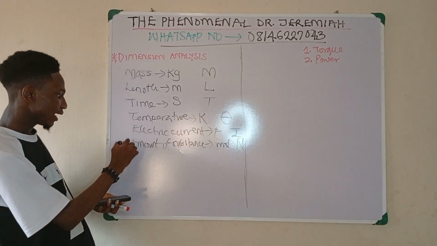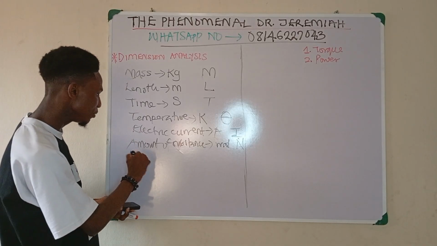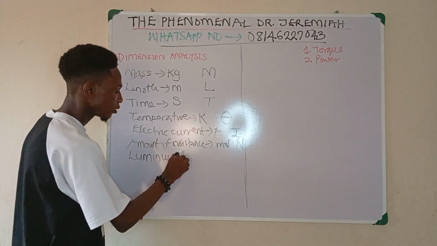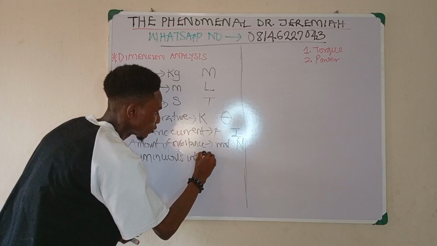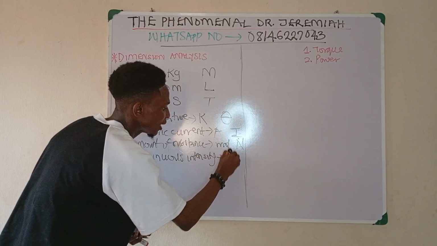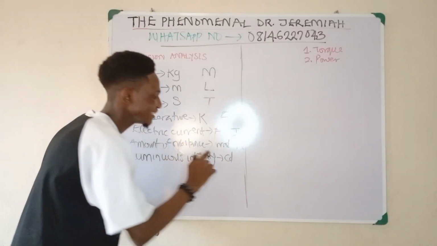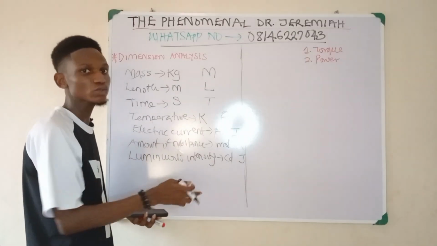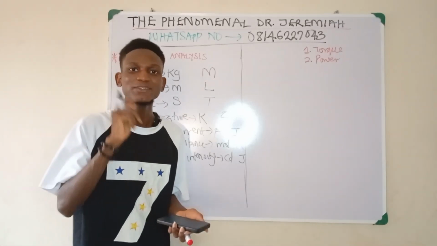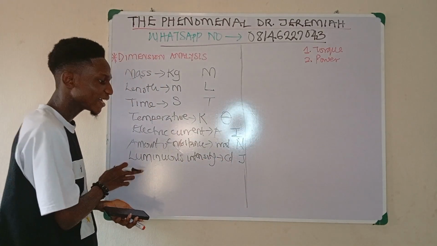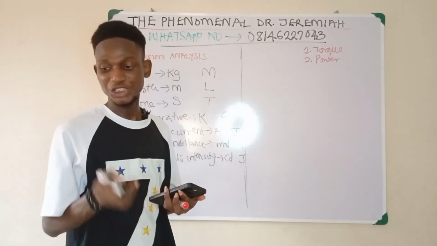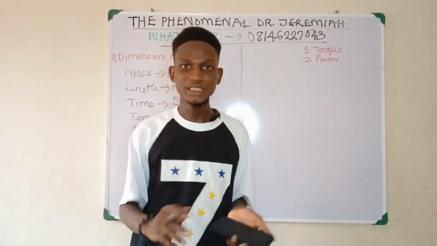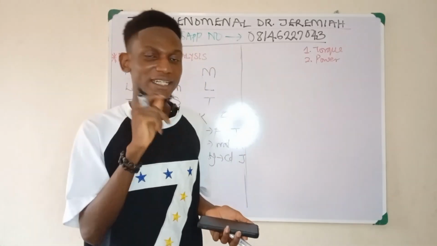So please take note. Then after amount of substance, we have the luminous intensity. Hope you are following me actually. Luminous intensity, the unit is candela, abbreviated as CD, but its dimension is represented with J. Maybe you have not seen this before, so please take note. Its dimension is represented with J and not L or CD. So in case you see it in your exams, probably 100 level, whatever exam you see, JUPEB, please take note of this fact I just stated.